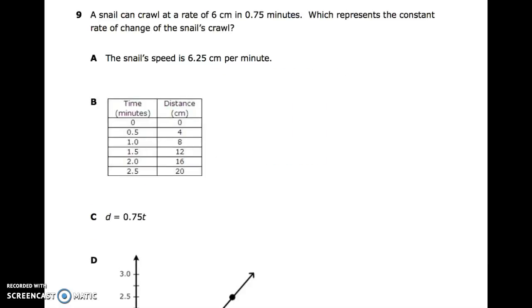Number 9. A snail can crawl at a rate of 6 centimeters in 0.75 minutes, which represents the constant rate of change of the snail's crawl.